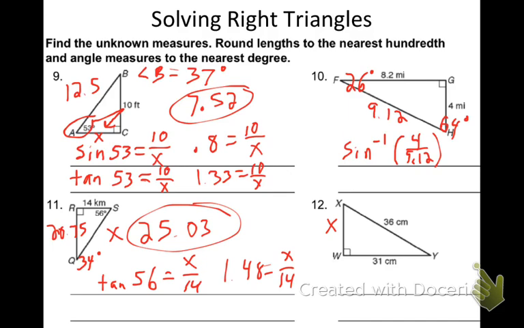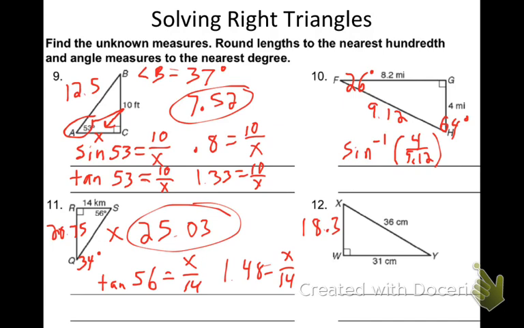What can I use to find wx? Pythagorean theorem. Now, would I add the two numbers or subtract them here? You'd subtract them because I have the hypotenuse. So use Pythagorean theorem and subtract them. So 36 squared minus 31 squared, and then take the square root, and xw comes out to be 18.3. Is it 18.3? Nice job. 18.3.